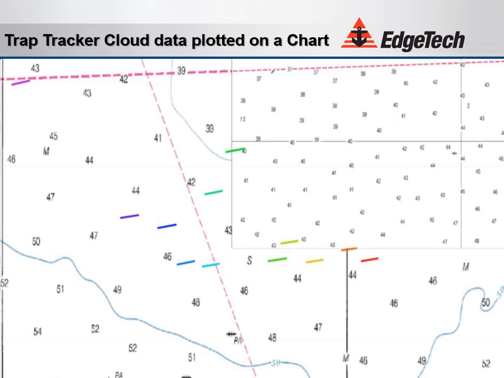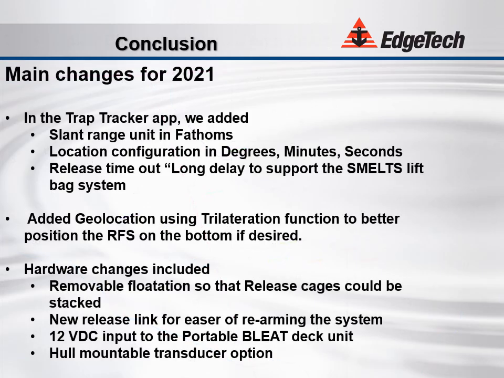The main changes for 2021 were, in the Trap Tracker app, we added slant range units in fathoms, location configuration in degrees, minutes, seconds, release timeout long delay to support the smelts lift bag systems. We added geolocation using trilateration function to better position ropeless fishing systems on the bottom if desired.